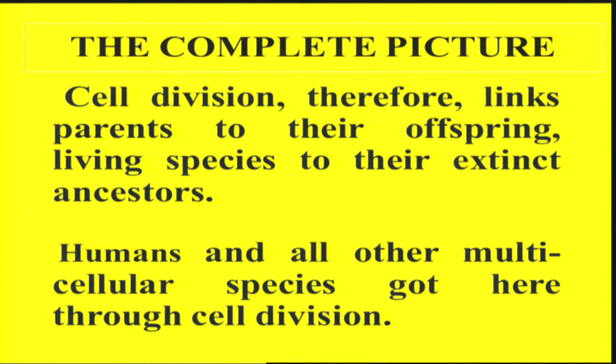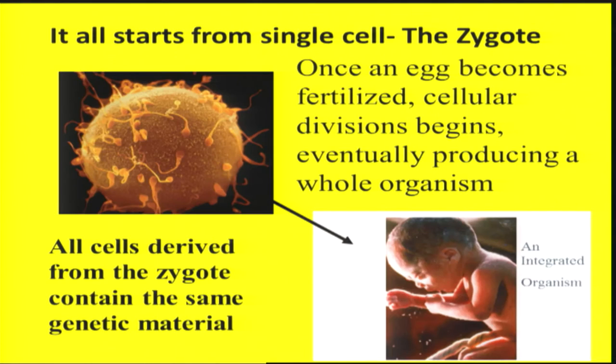Cell division is not just about increasing the number. Cell division links parents to their offspring and living species to their extinct ancestors. We humans and all multicellular species that we see got here through cell division only.